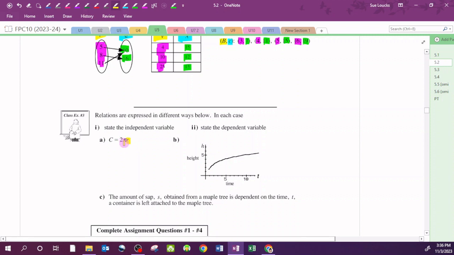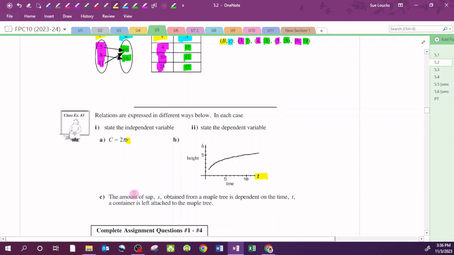Note that pi is not a variable. Pi is a symbol that just stands for a constant. It's always got the same value. It's an irrational number that goes on forever, so we use pi as the abbreviation for it because we use it so often. On this one, the independent variable is time.